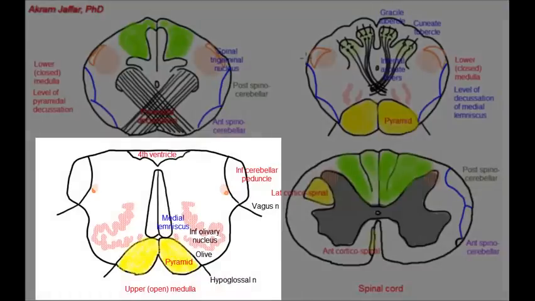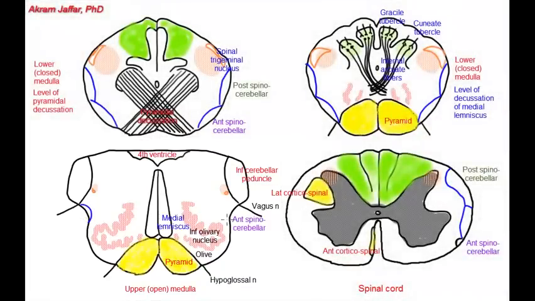In the open part of the medulla, we can see the anterior spinocerebellar tract only, because the posterior spinocerebellar tract passes through the inferior cerebellar peduncle heading to the cerebellum.